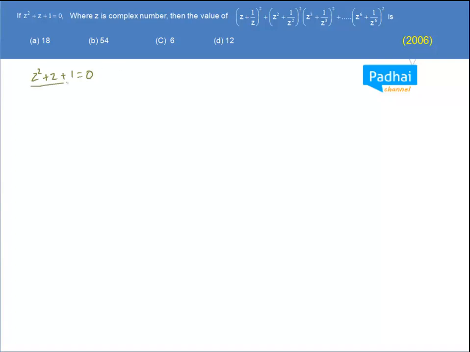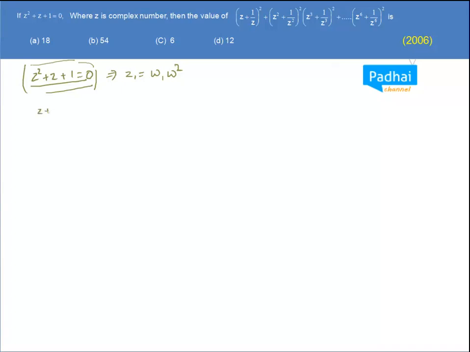So first of all, understand what you mean by this. If you don't know, just learn it: the roots of this quadratic equation are omega and omega square. This is very important, that you should know that z² + z + 1 = 0 has roots omega and omega square. This was the beauty of this question: for students who know that the roots of this quadratic are omega and omega square, the question becomes very easy.